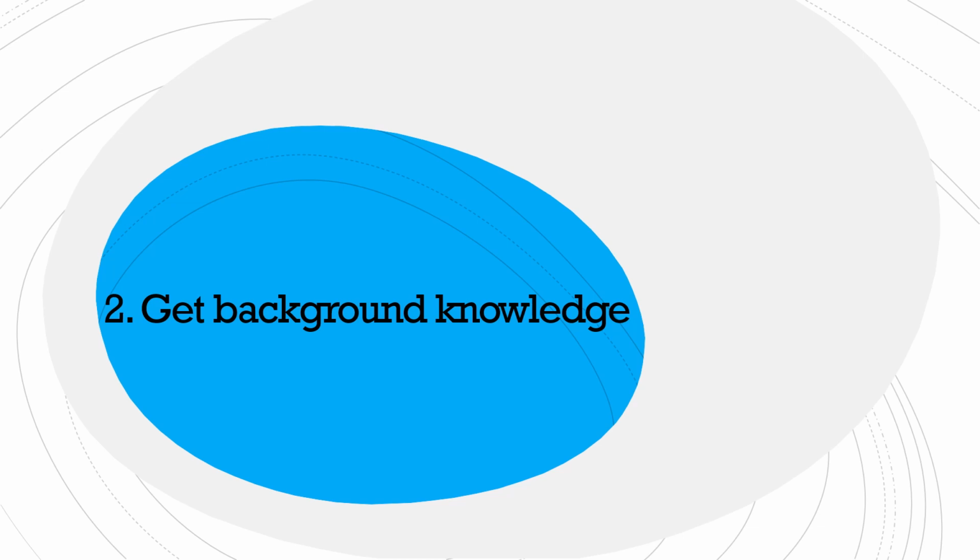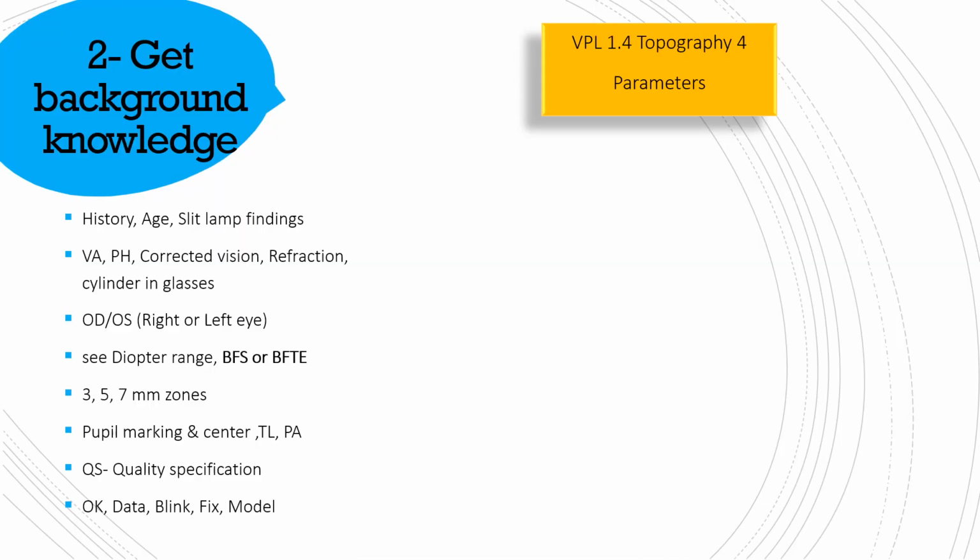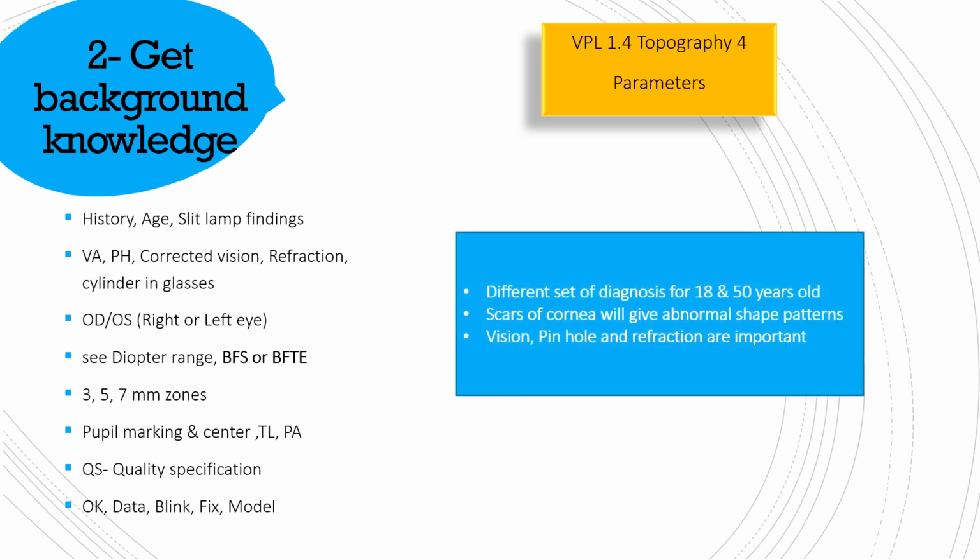Now number 2, get the background knowledge. You need to have a background knowledge before you start interpreting the corneal topography. Like you need to know the history, the age, and the slit lamp findings. Diseases at the age of 18 are usually different from those at the age of 50. Same if you examine the cornea, then the scars on the cornea may give abnormal shape and you don't have to think of the other diseases.